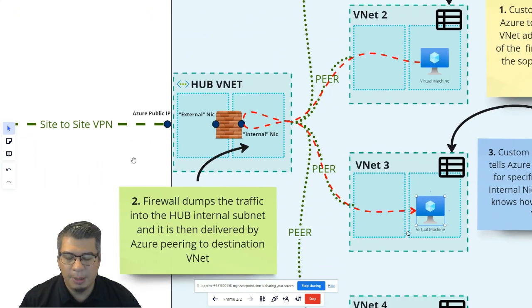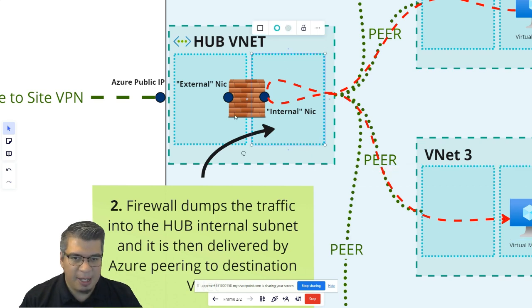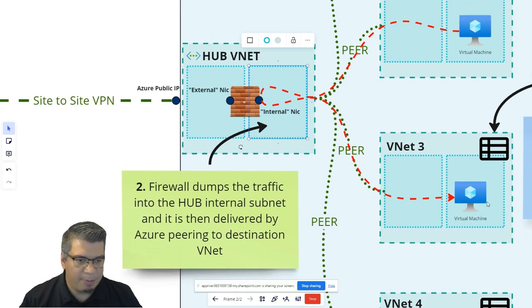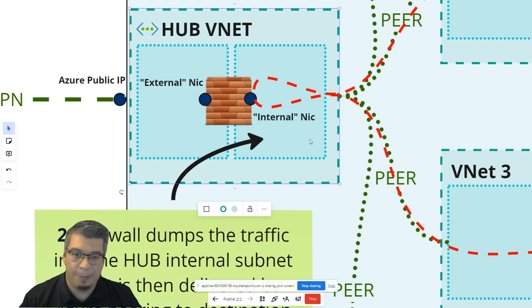So what does the firewall do? Typically we have the firewall dump that traffic directly into this subnet. So instead of telling it where to go to send it to some other type of appliance, we don't have another appliance in this virtual network. We want it to go over the VNet peering. So how do we accomplish that? We tell it to dump the traffic into the virtual network itself, and then the virtual network will handle sending that traffic over the peering.